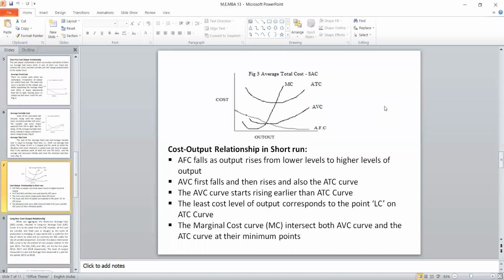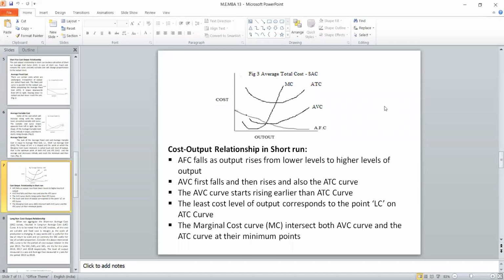That is why the implications of the short-run average cost curve go like this. The first implication is about the average fixed cost. The average fixed cost falls as the output rises from lower level to higher level of output. When output increases, it will come down. The second one is the AVC will fall and then rise, and so will the ATC. You can see both the curves, AVC and ATC, are bowl shaped. The third implication is the AVC curve starts rising earlier than ATC. You can see, because MC intersects the AVC first and then it will move. Finally, it will intersect the ATC also. That is why AVC starts rising earlier.